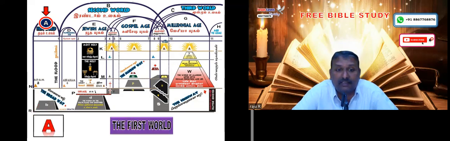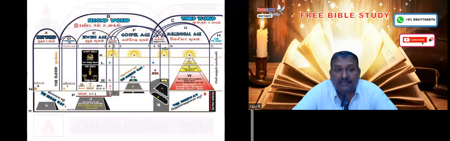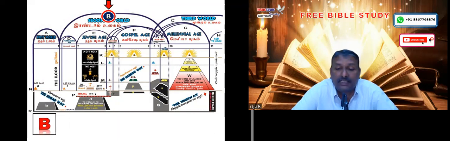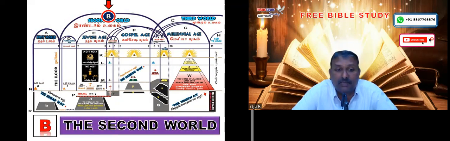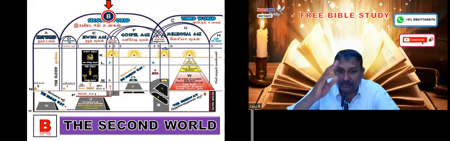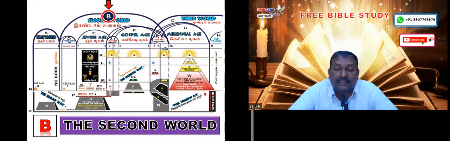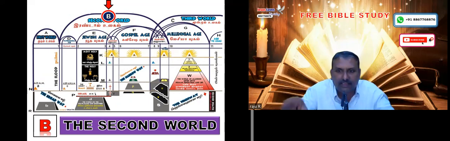And the second world is represented by capital B. It is the second world. From when to when? It marks from the end of the flood till the second coming of our Lord Jesus Christ. That is called the second world. So this arch under the portion B is the second world.